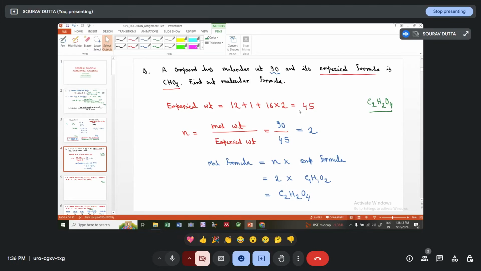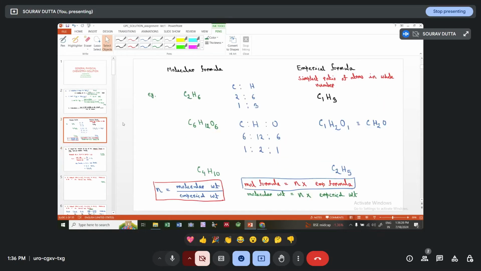Our second question is about a compound that has a molecular weight 90 and its empirical formula is CHO2. Find out the molecular formula. This question is about empirical formula and molecular formula. At first we have to know what is empirical formula, what is molecular formula and what is the relation between these two.